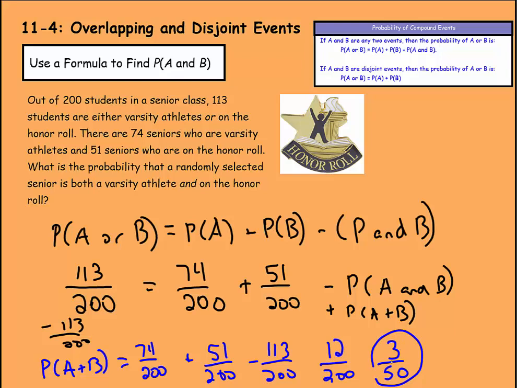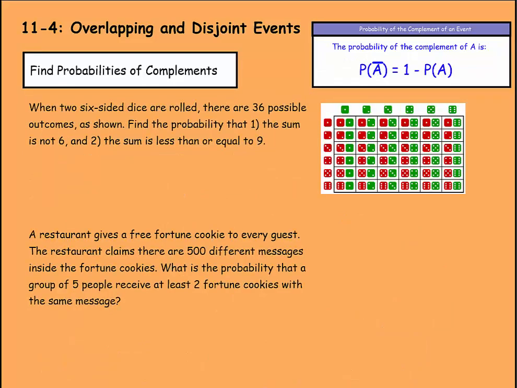So this is the probability that the senior you would select would be both an honor roll student and a varsity athlete. Now we can find the probability of complements. Complements are what make up the overall event probability, which is 100%. When you do an event, there's a 100% chance it's going to happen. So the probability of the complement of A, or I guess the opposite partner of A, would be 1 minus the probability of A. So think about it this way.